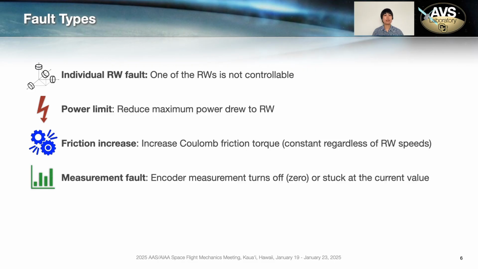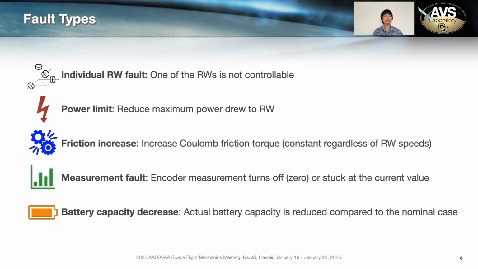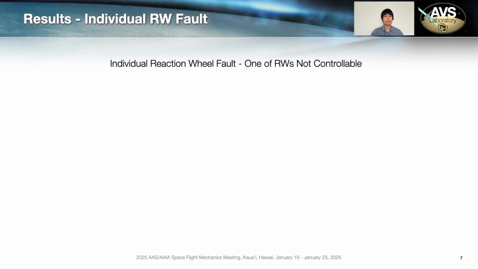And fourth one is measurement fault. This is an encoder measurement turns off or stuck at the current value. And finally, battery capacity fault. This is actual battery capacity is reduced compared to the nominal case.